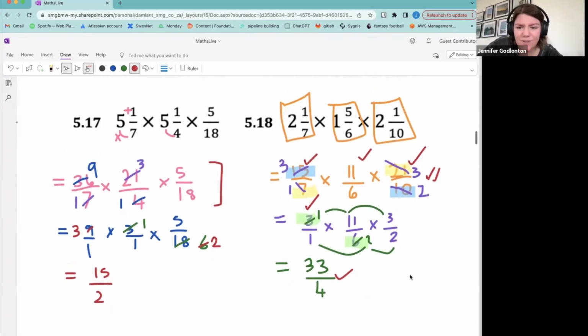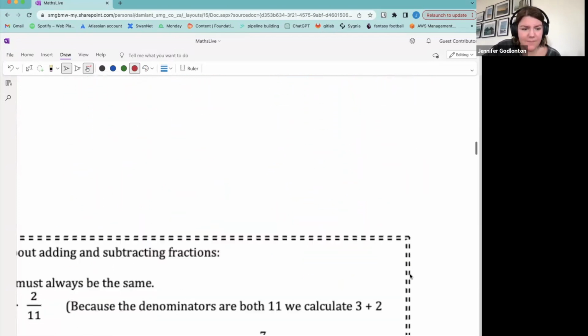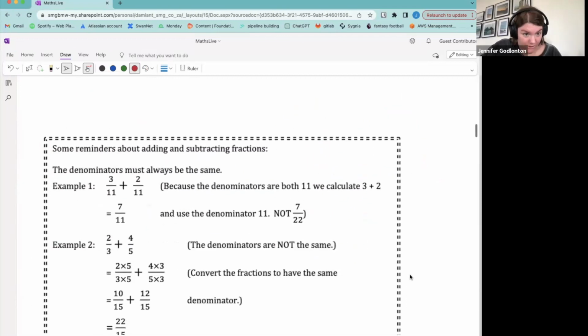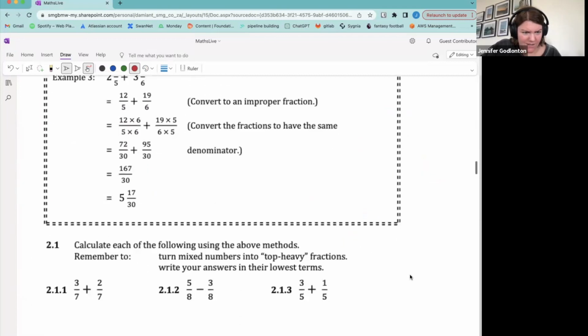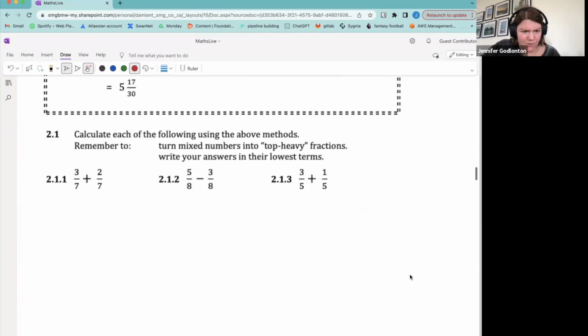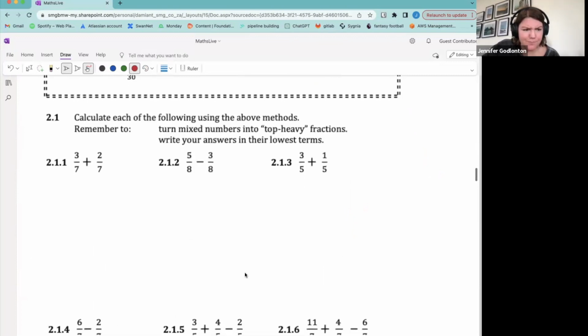Cool. Okay, if you want to take a screenshot, please feel free. And then we're going to just jump into, I think, addition is next. Okay, so I'm actually going to jump over that and we're going to talk through these ones.